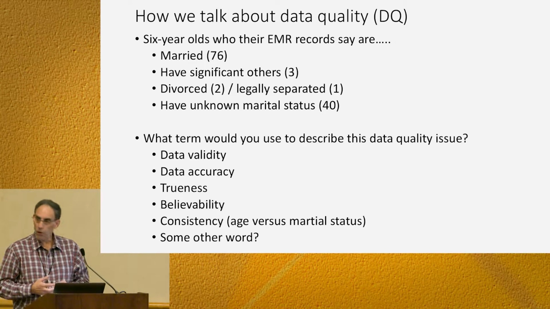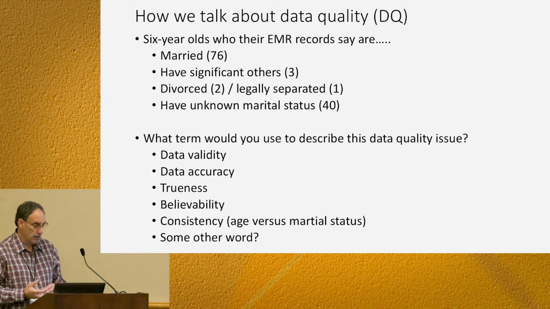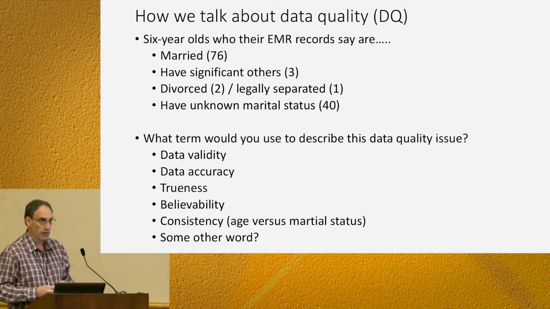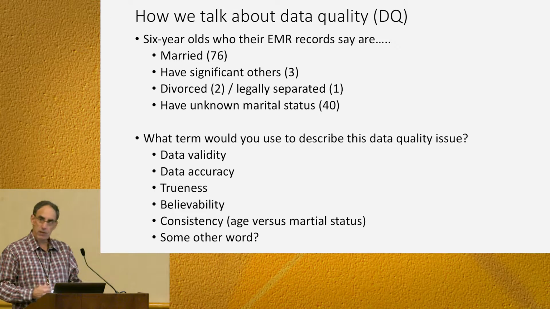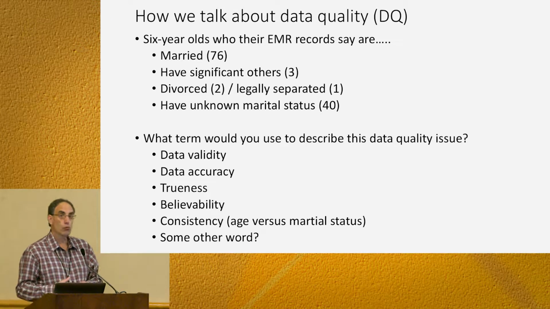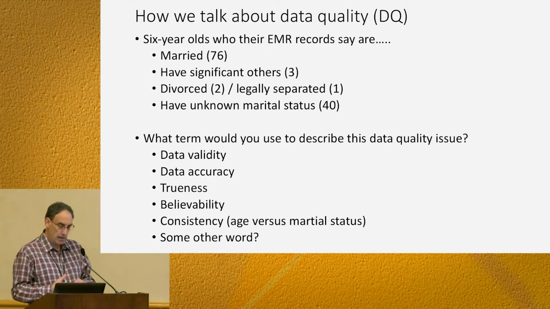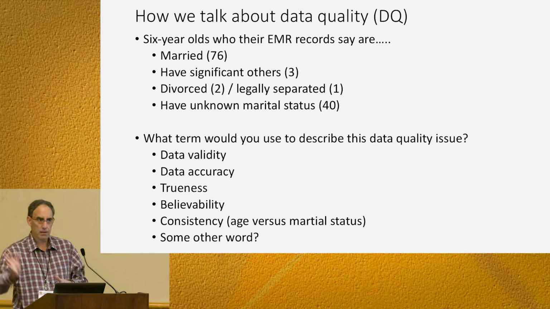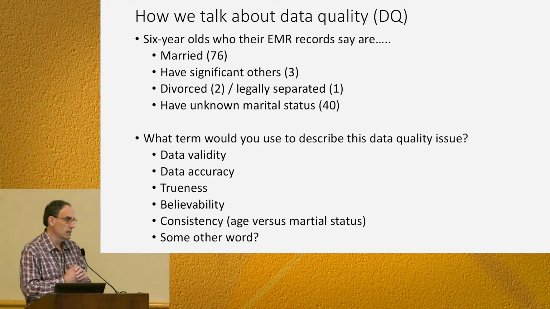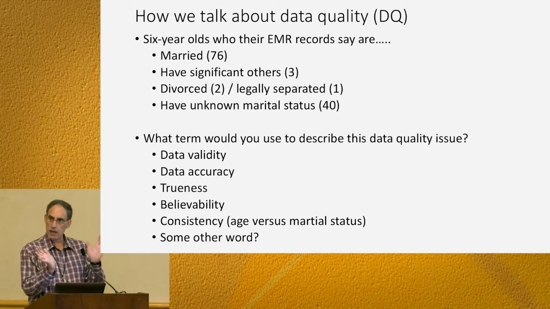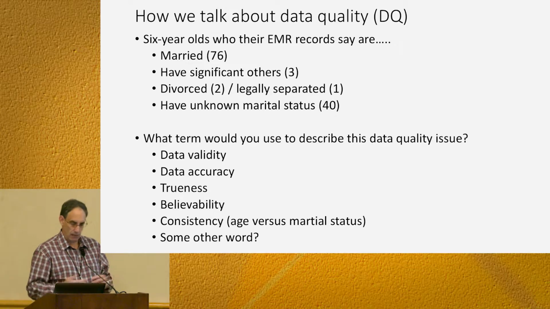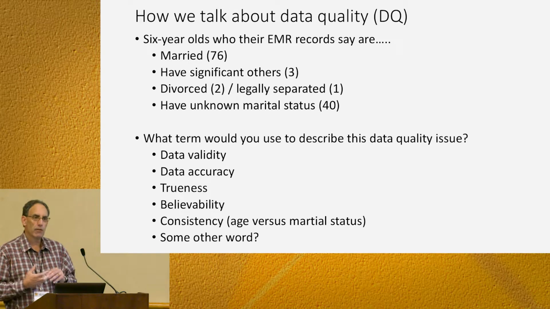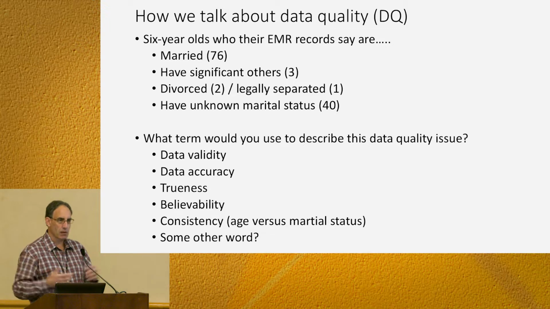Some of the other words that people have used, and we heard some of them here, are calling this situation an issue, a data quality issue, data validity, data accuracy. These data are not accurate. Trueness. These data are not true. They're not believable. Someone got to this idea of consistency. I expect this age versus marital status to have a certain pattern, and it's not consistent with that pattern. And you've even given some other words, including I give up, it is what it is.